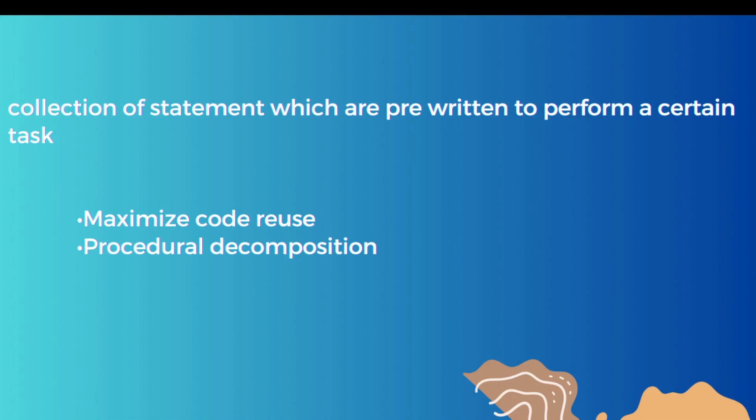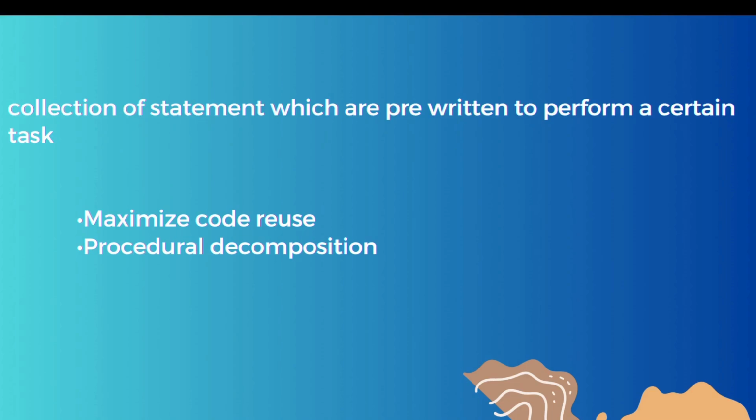The second thing is procedural decomposition. Let's consider you have a code of 1,000 statements. It's very difficult to understand what is happening inside each and every line of the code. But let's suppose we replace some statements or some tasks with a function name and call those functions inside. It will be very easy to understand what the code is going to do, what is happening inside the code. So this is how it helps with procedural decomposition.